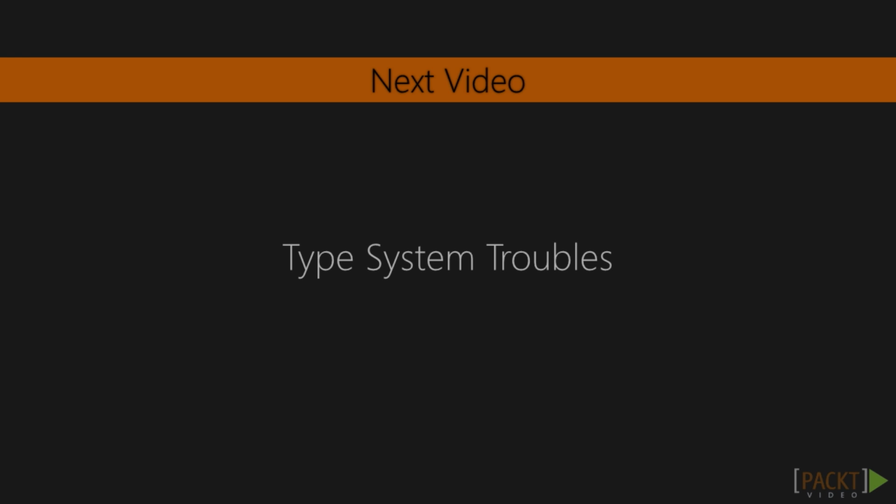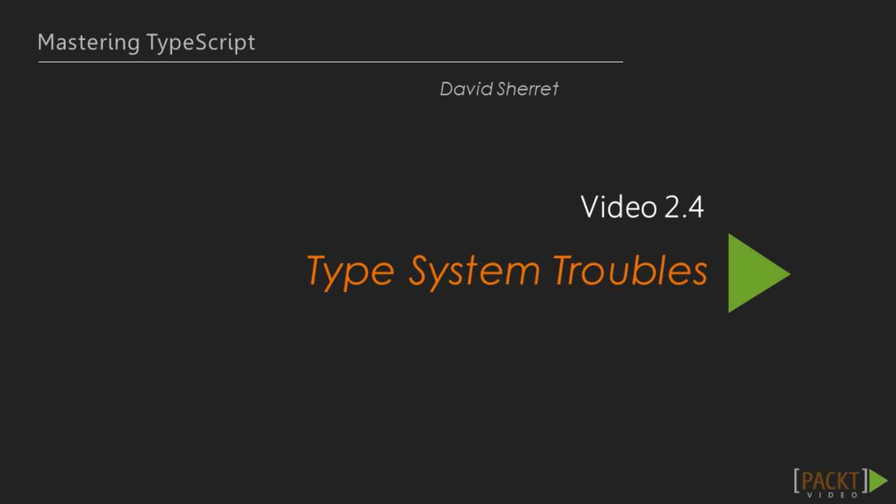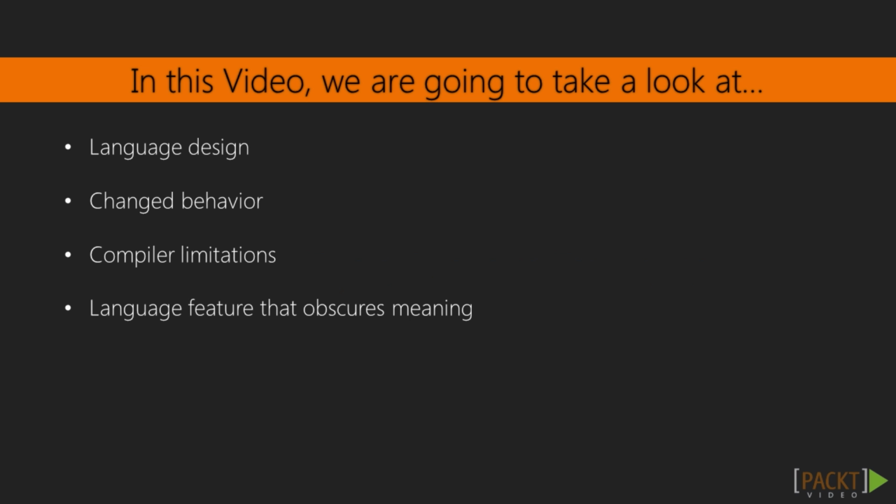In the previous video, we looked at how TypeScript uses structural typing. In this video, we're going to take a look at a few common troubles with the type system. First, we'll look at an area where the language design might cause some trouble. Then we'll look at a case of changed behavior where a compile error is no longer thrown. Then, we'll move on to where the compiler has not implemented certain aspects of the type system. And finally, an instance of a language feature that might not be for our best benefit.